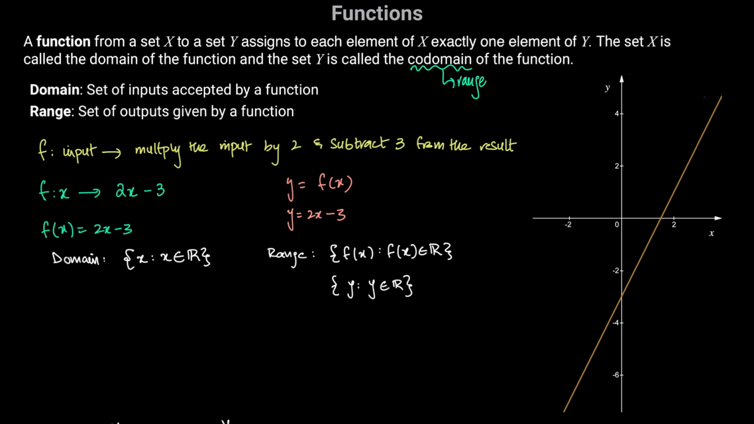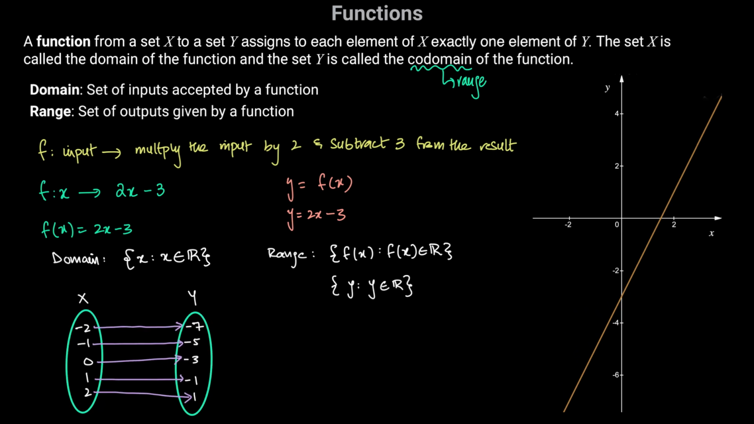Now let's consider some possible inputs for this function and the corresponding outputs. Here I've shown some of the elements in the set x. These are some possible inputs that the function can take and the corresponding outputs. So for example, when the input x is equal to -2, we know that the function multiplies the input by 2 and subtracts 3 from the result. So when x is equal to -2, we get -7 as the output. So we can say that f of -2 is equal to 2 times -2 minus 3. And therefore when the input is -2, the output is -7.